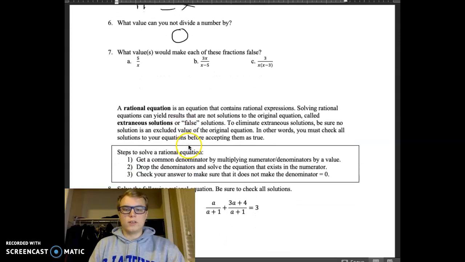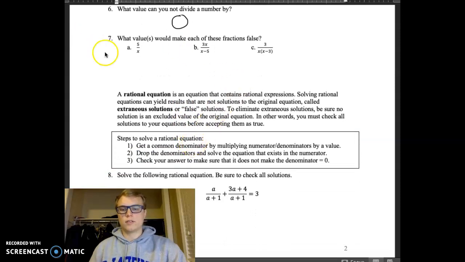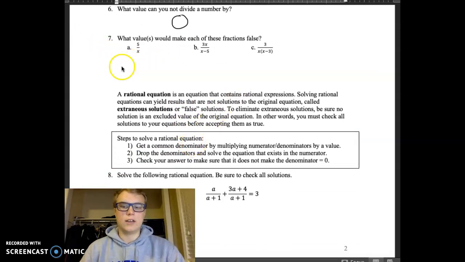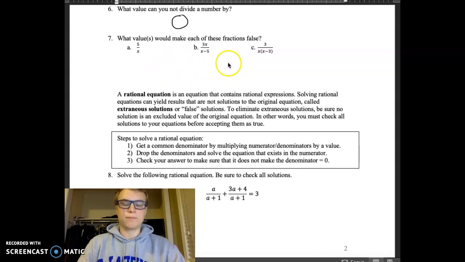So why don't you take time to pause and go through A, B, and C and figure out what x has to be to get the bottom equal to 0, which makes the fractions false. Notice that there's 2 x's in C, so you should get 2 different answers there, okay? So go ahead and pause and work on those.